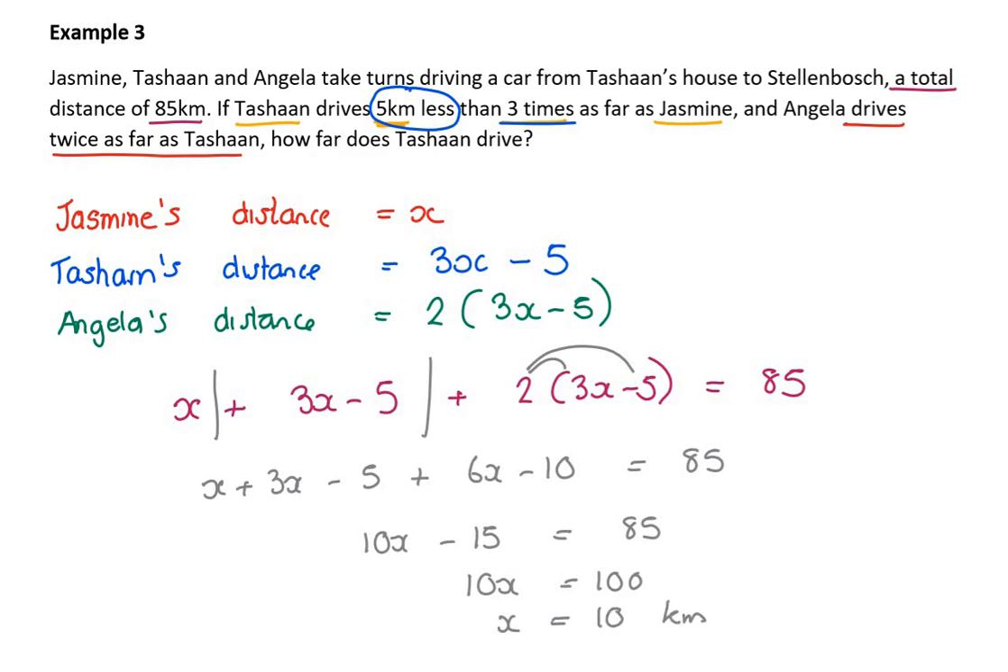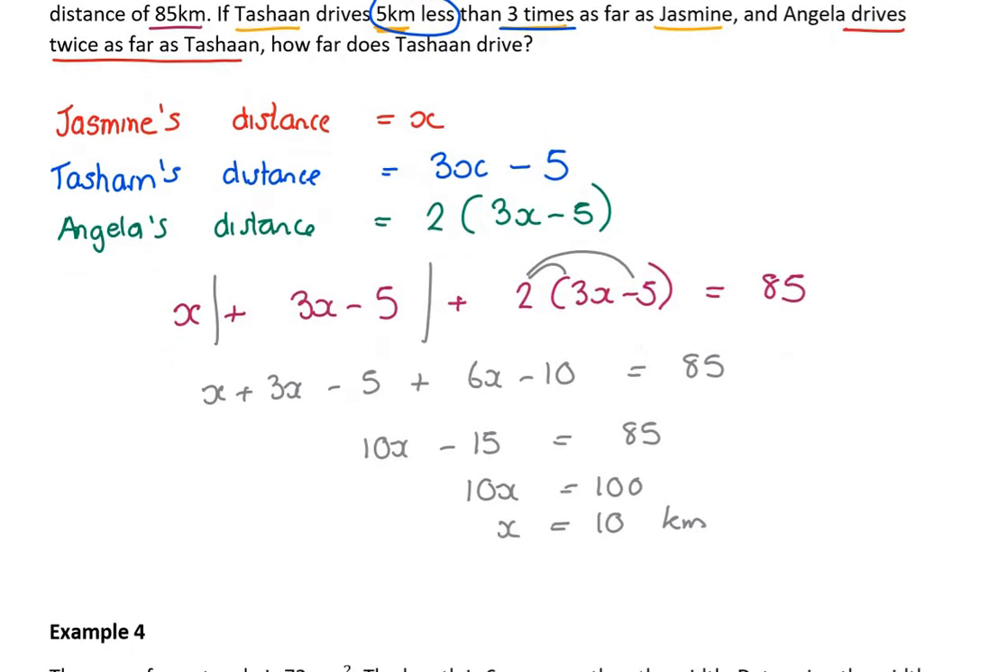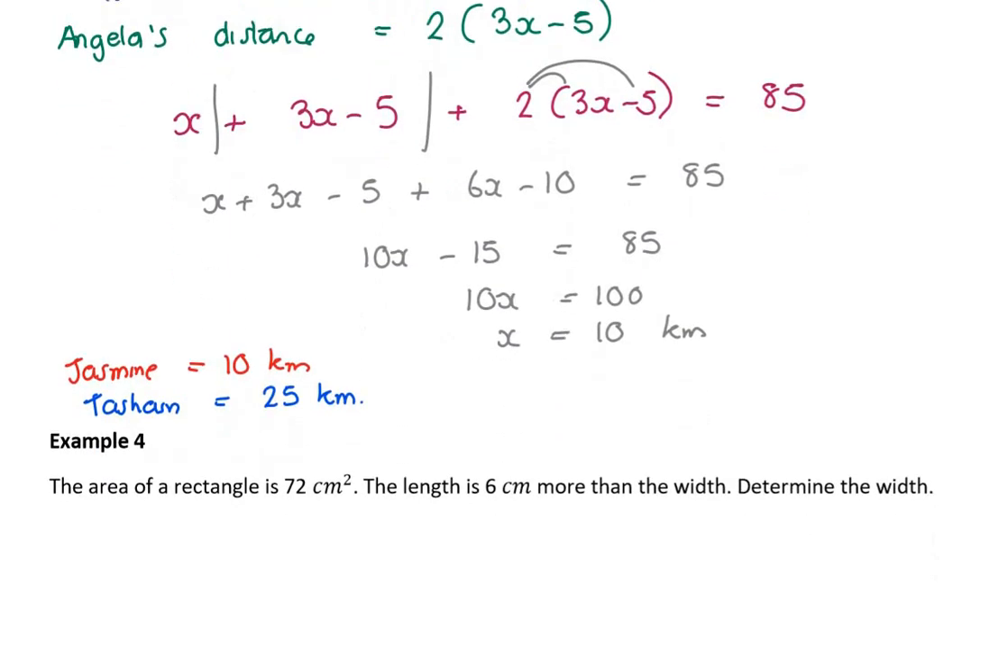Now, was that the question? Well, x represented Jasmine. So now I know that Jasmine is x, and so Jasmine is 10 kilometers, but the question said how far does Tashawn drive? So basically I now know that it's 3 times 10, which is 30, minus 5 is 25. So Tashawn is 25 kilometers, because that was the question. Right, that was a lovely one.